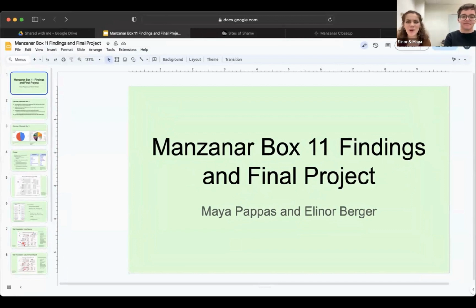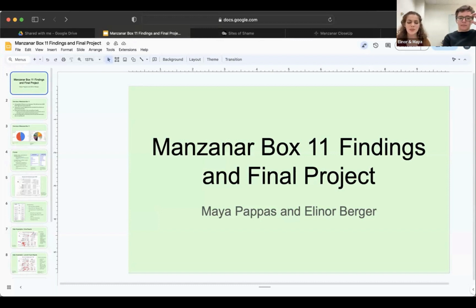So we had Manzanar box 11, and for our final project, we were interested in mapping out the incident locations of each type of report we encountered. We worked with three report templates: the crime reports, lost and found, and casualty reports. We were curious to see what patterns might emerge if we mapped out where each incident happened based on their type of report.